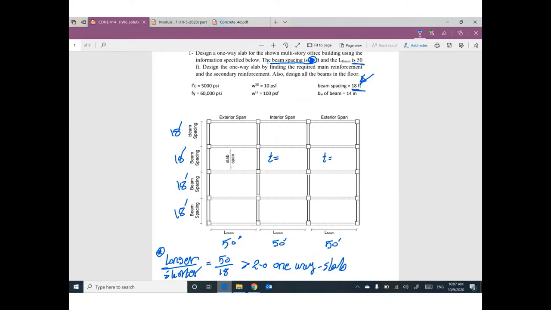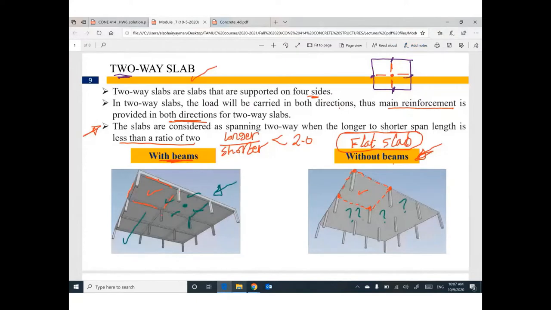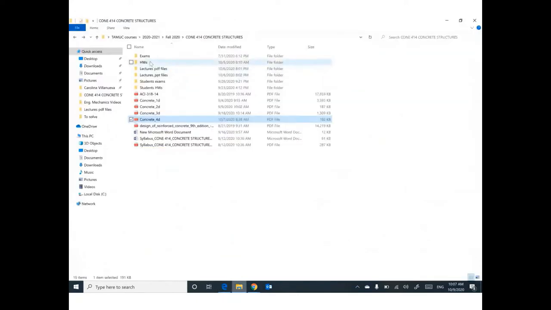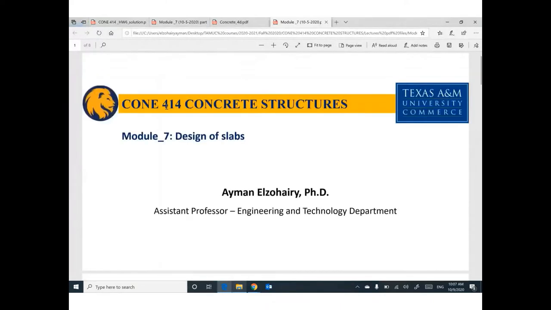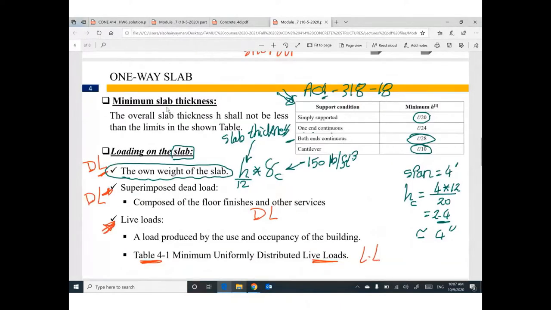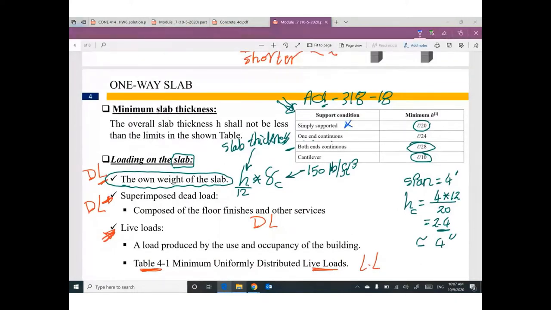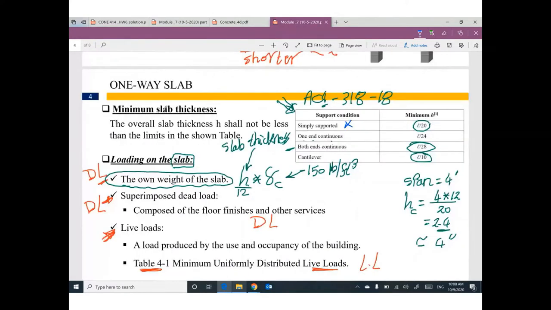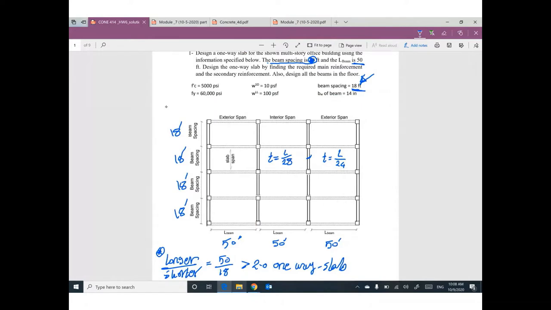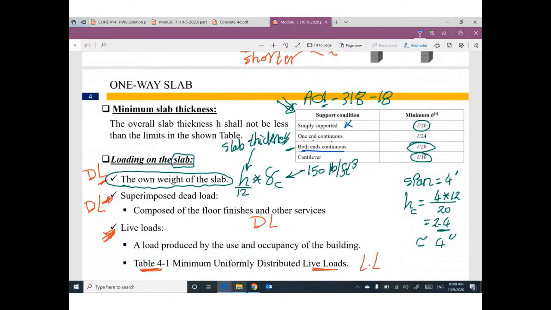Let's try. If you open your modules for one-way slab, we don't have simply supported. We have one end continuous, yes, L divided by 24. This span is continuous from this end only. We have another panel with both ends continuous, L divided by 28. So this one will be L divided by 28, because this panel is continuous from this side and this side. Do you have a cantilever? Make sure. No, we don't have a cantilever here.